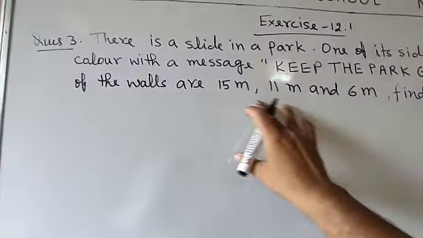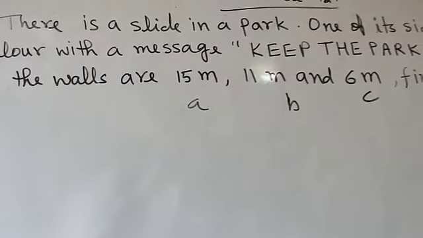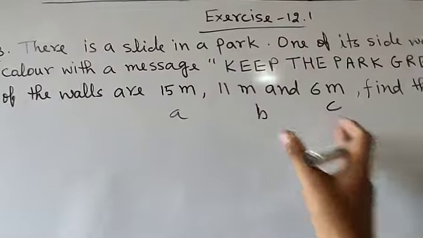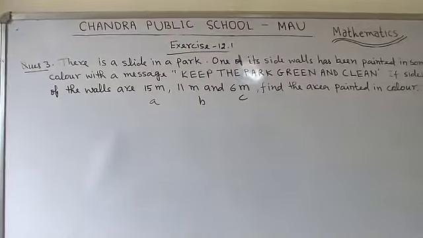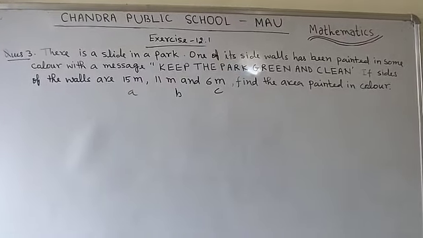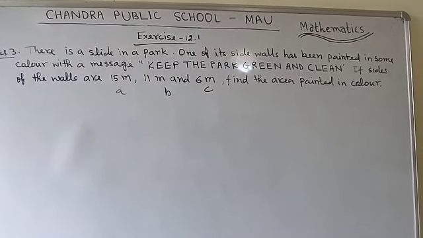It means it will be A, B, C. So all the 3 sides are given. So you will find the semi perimeter S equal to A plus B plus C upon 2, and you will apply the formula: area of the portion that will be painted equals under root S, S minus A, S minus B, S minus C. So 3 sides are given. So kindly follow Heron's formula and find the area of the triangular wall that is going to be painted.